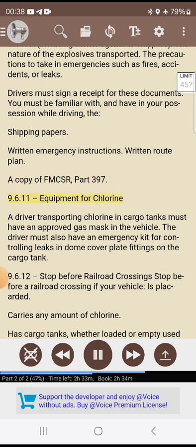9.6.11 Equipment for chlorine. A driver transporting chlorine in cargo tanks must have an approved gas mask in the vehicle. The driver must also have an emergency kit for controlling leaks in dome cover plate fittings on the cargo tank.